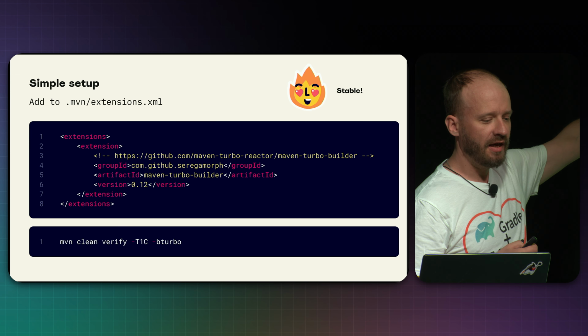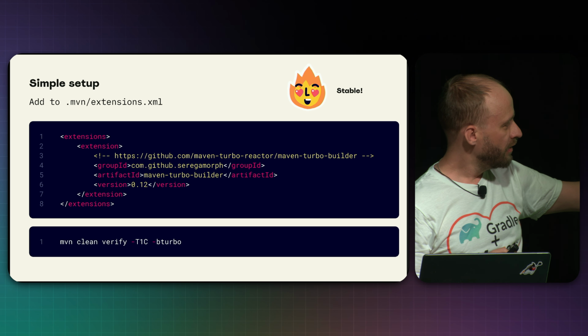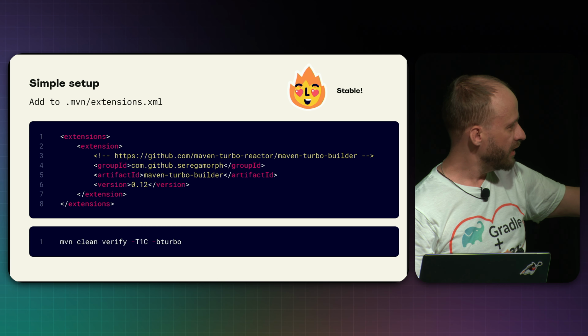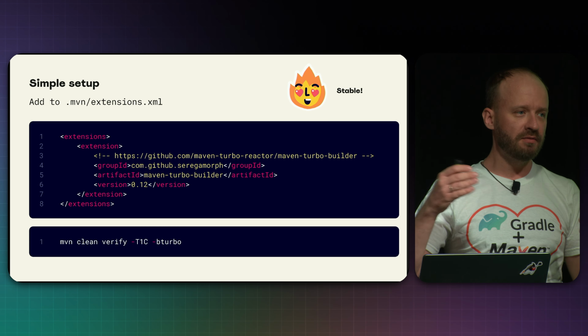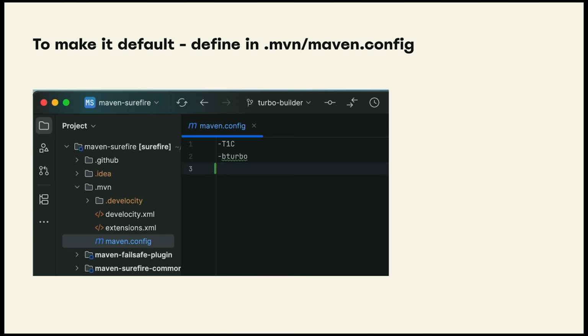Just define it in mvn extensions.xml, and also you need to define a parameter called builder. So the command will now look like mvn clean verify -T1C -b turbo, and it will switch from the default builder to this turbo builder. Also, you can make this the default builder the same way. You need to define it in the mvn maven config. So engineers building their projects locally or in CI/CD will use this behavior by default. For example, we use this configuration at Miro for a few months and it works quite well.